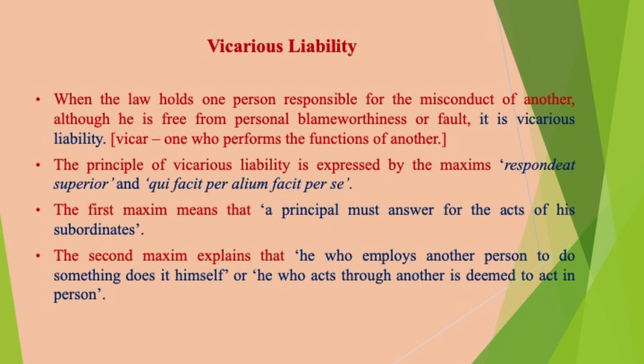Vicar is the person who performs the functions of another. Vicarious is one being held liable for the act of another because the act is performed on his behalf. The principle of vicarious liability rests on two maxims: respondeat superior and qui facit per alium facit per se. The first maxim means that the superior, that is, the master or principal, has to answer for the acts of his subordinate. And the second maxim means that he who acts through another is deemed to act in person.